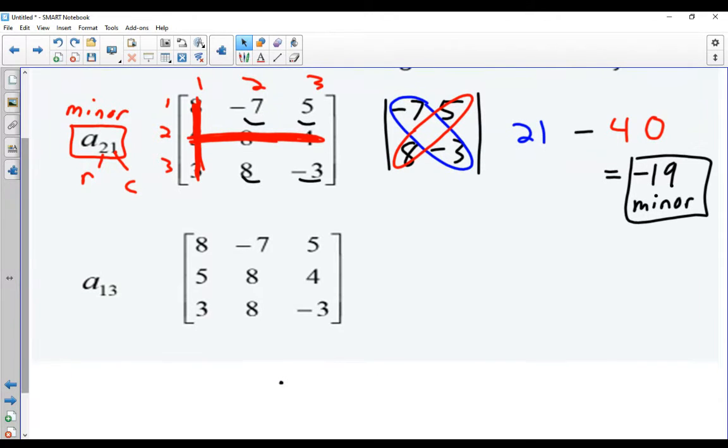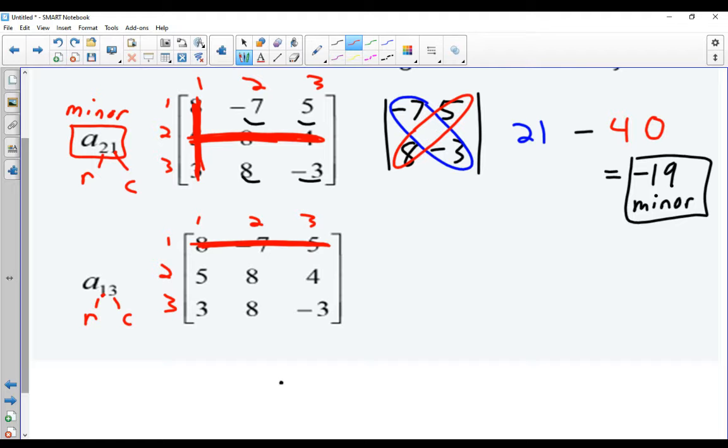Now let's do the minor of this one. This one is row 1, column 3. So let's look at the rows. I specifically am looking at row 1, so let's eliminate row 1. Now look at the columns. I am looking at column 3, so I'm going to eliminate column 3. So all that leaves me with is 5, 8, 3, 8. Keep those in their spots.